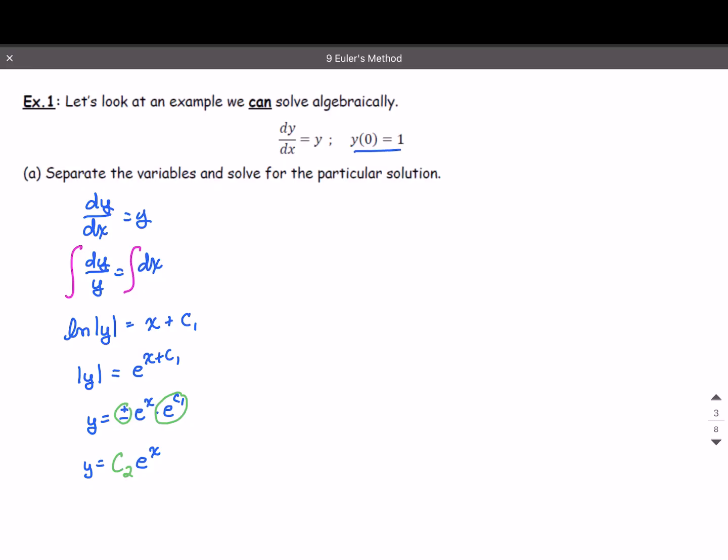But we were given an initial condition, y of 0 equals 1. So let's substitute that in. That means that 1 would have to equal c sub 2 e to the 0. And e to the 0 is 1, so we know that c sub 2 is 1. So when we substitute, we don't have to write 1 times e to the x. We just know that our solution is y equals e to the x. So we looked at the differential equation with the given initial condition. We know the actual solution.